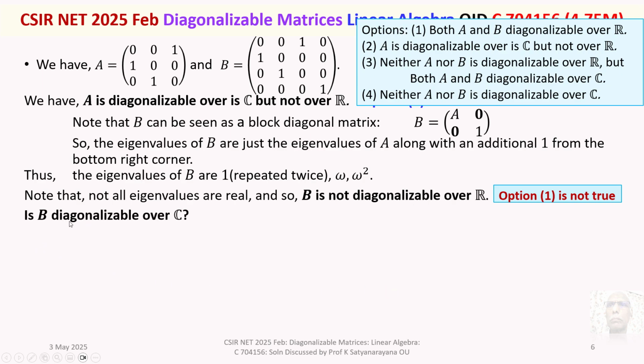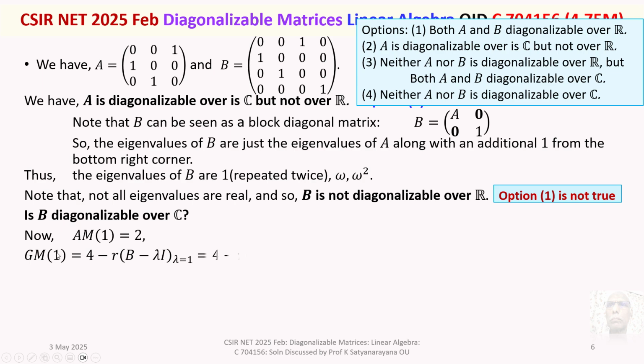Now our question is, is B diagonalizable over C? We cannot straight away say B is diagonalizable over C because 1 is repeated twice. So for that we see the algebraic multiplicity of 1 is 2, and if the geometric multiplicity of 1 is also 2, then it is diagonalizable. Now the algebraic multiplicity of the eigenvalue 1 is 2 because it is repeated twice.